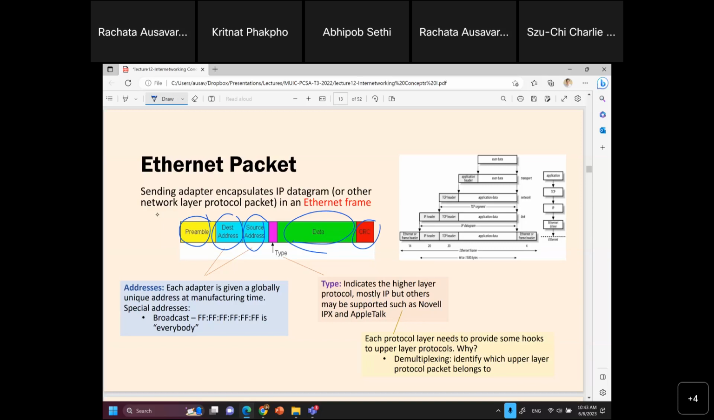Okay. Now for the address, each Ethernet adapter has their own unique ID. What do we call this thing? Anyone know? The MAC address. It's unique globally.